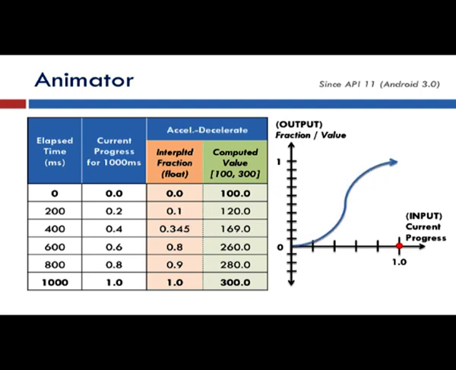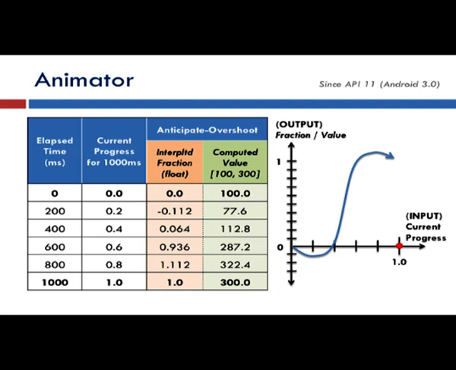Next, I will show the graph for accelerate and decelerate interpolation. Here you can see that the graph looks a little different. In the beginning it slows down, and in the ending it slows down again, but in between it speeds up. For example, here in the third column, in the first 0.2 progress, it outputs 0.1, which is slowed down. However, in between it speeds up. I'll show an on-screen demo later.